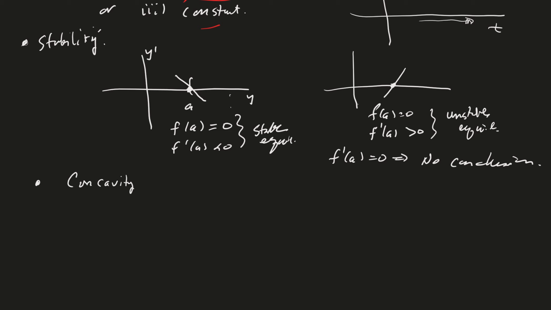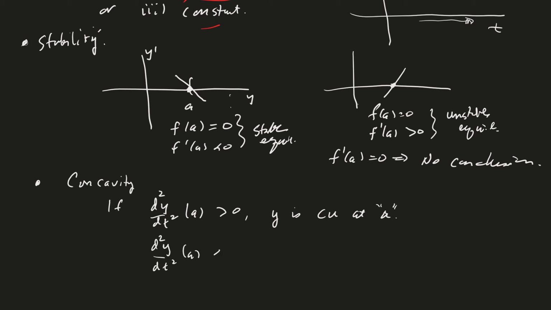Okay, so we know that if the second derivative of y with respect to t is greater than 0 at a point A, in fact, let me just go ahead and put a point A in here, then we say that y is concave up at A. Similarly, if the second derivative at A is negative, y is concave down.